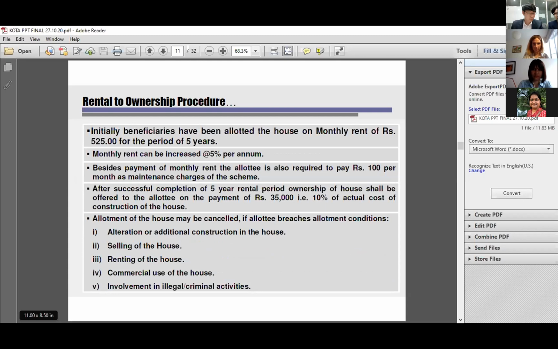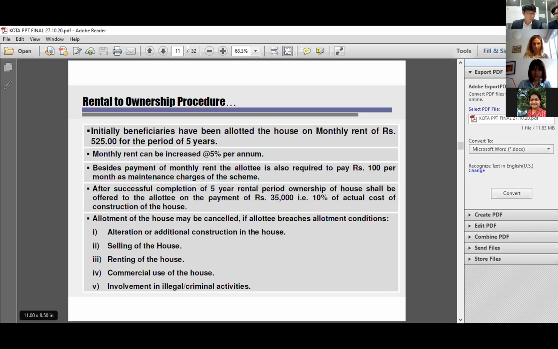Initially, the selected beneficiaries have been allotted the house on a monthly rent of 525 for a period of 5 years. Considering the economic status of these people, we have kept the monthly rent within their capacity. This monthly rent can be increased at the rate of 5% per annum. And besides the monthly rent, they have to pay rupees 100 per month as maintenance charges.